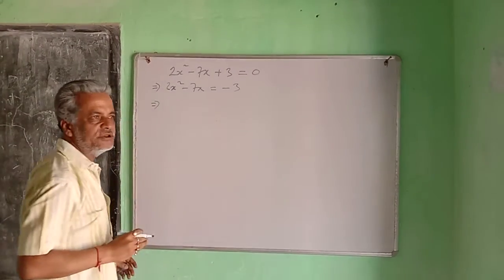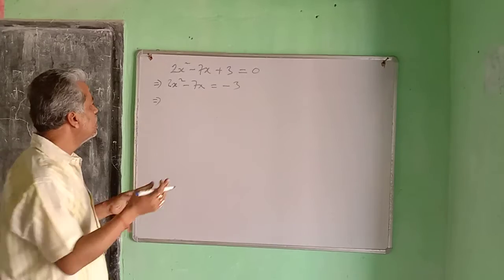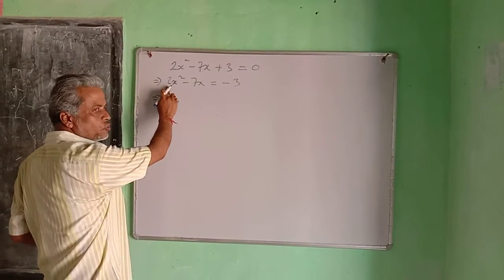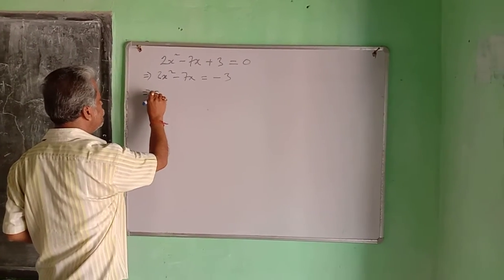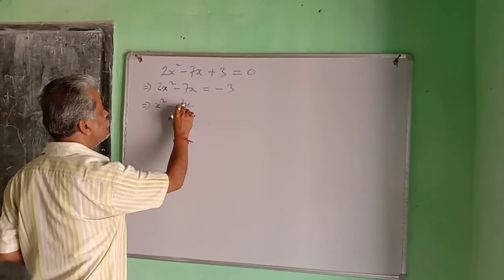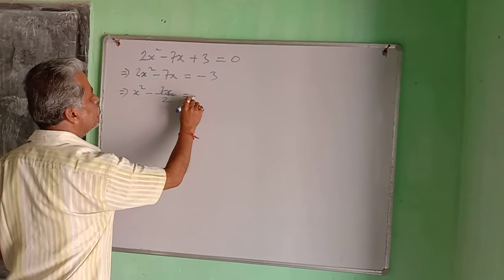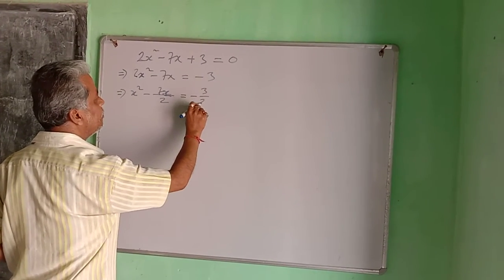Now the next step is to divide the equation by the coefficient of x squared. So the coefficient of x squared is 2. So dividing by 2, we get x squared minus 7x by 2 is equal to minus 3 by 2.